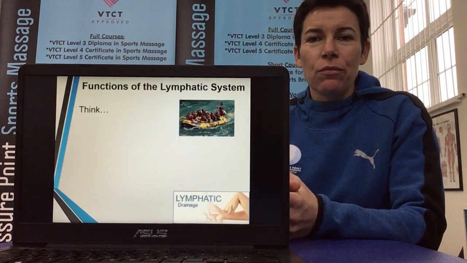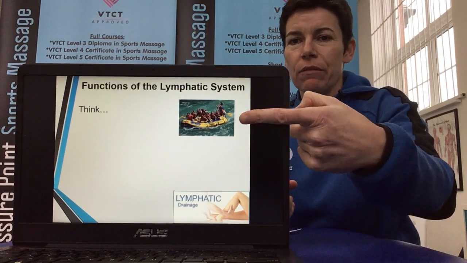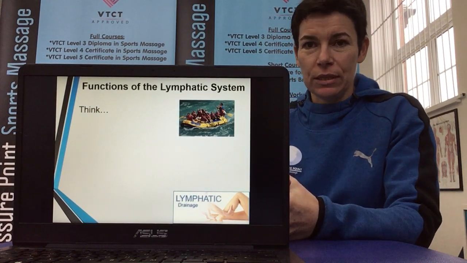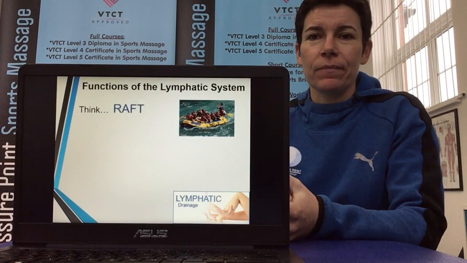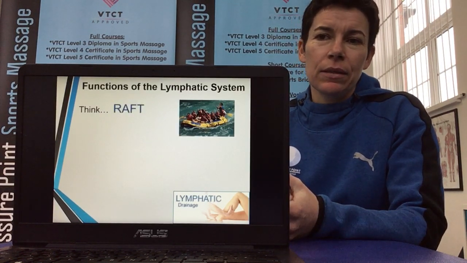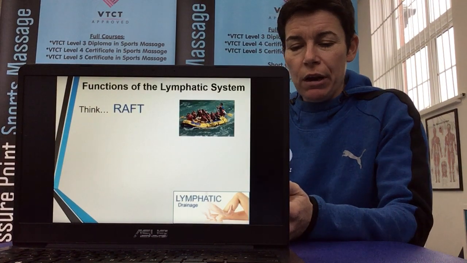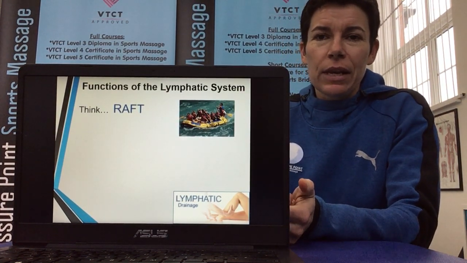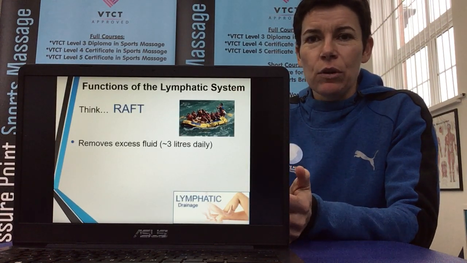As always, we're going to start off with functions of this system. So this is going to give you a little clue as to my 4-letter acronym for this system. So RAFT, R, A, F and T. Now R is the similar function to all of my acronyms. So wherever I have an acronym with an R in it, it normally stands for this word, which is removal. So the lymphatic system helps to remove excess fluid.